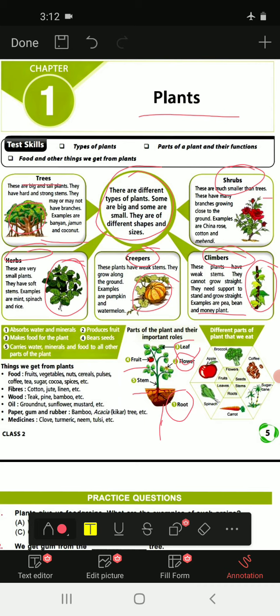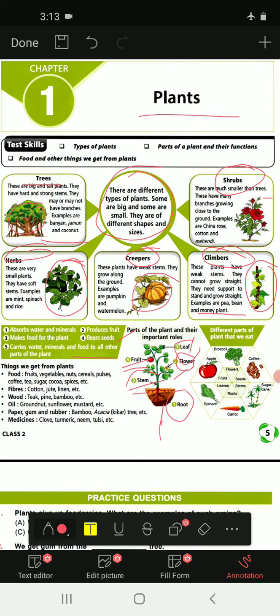Now, what is their work? Number one is root. Root absorbs water and minerals. Second, that is flower. Flower produces fruits. Third one is leaf. It makes food for the plant. Fourth one is fruit. It bears seeds. Last one is stem. It carries water, minerals, and food to all other parts of the plant.